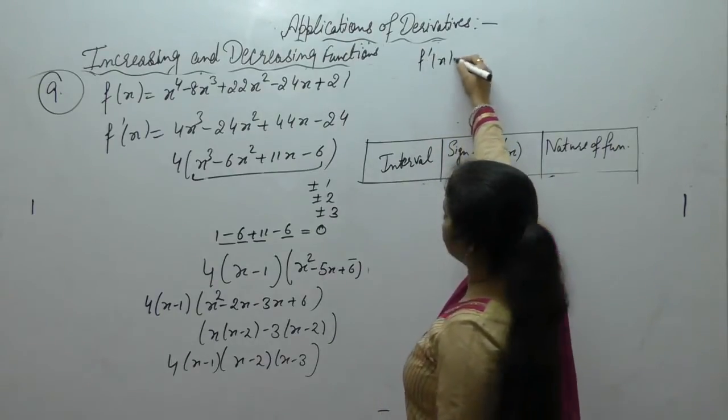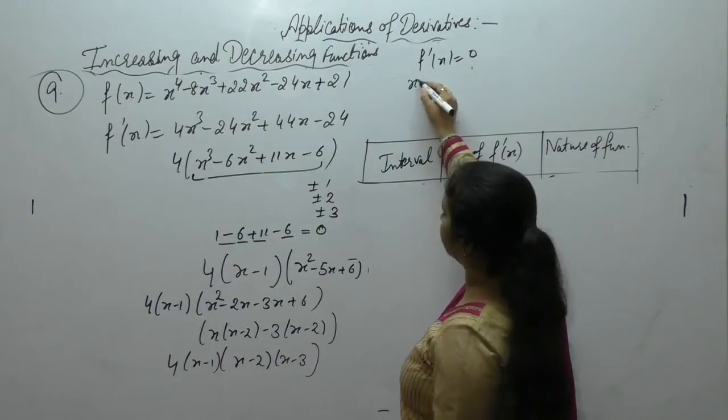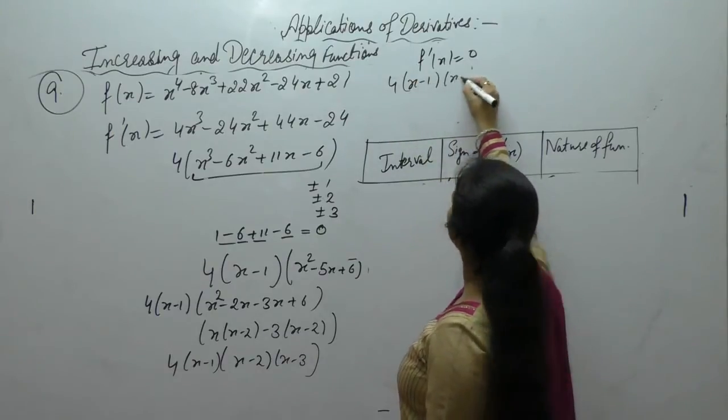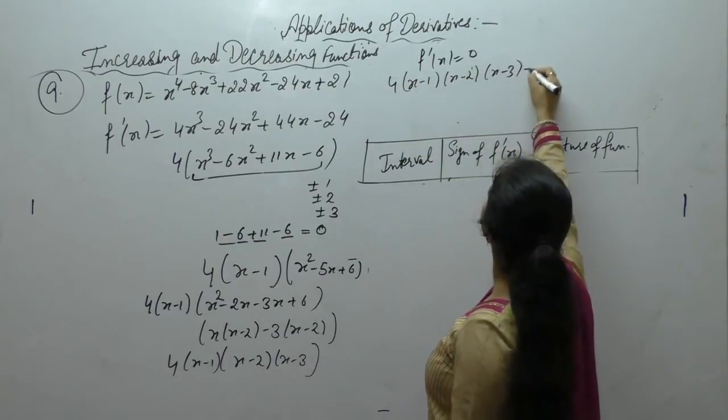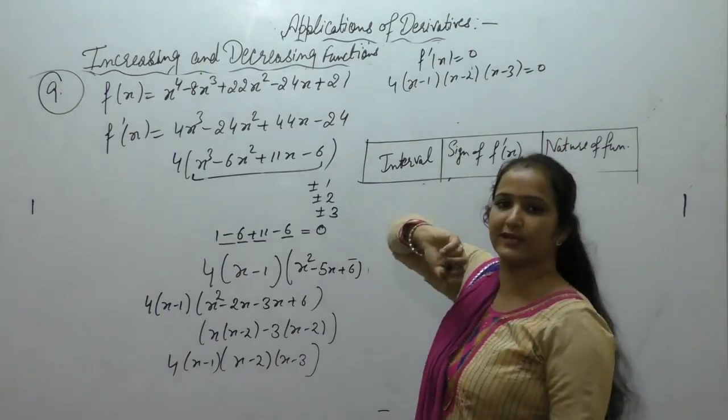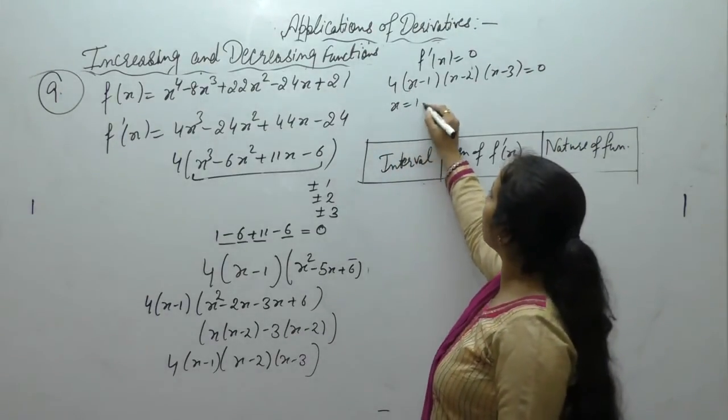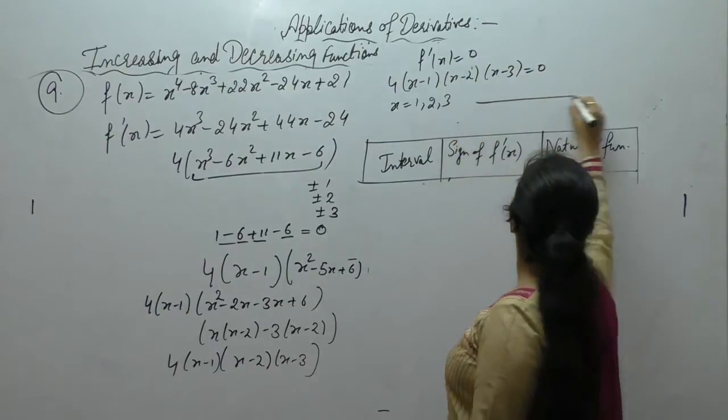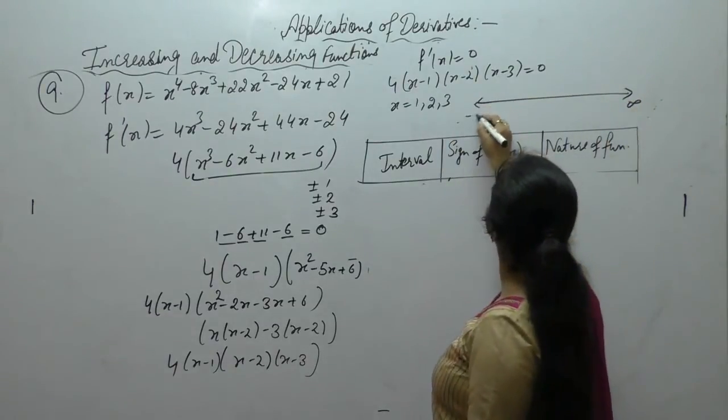f'(x) = 0. तो हमारे पास क्या आया? 4(x minus 1)(x minus 2)(x minus 3) = 0. Product of these terms is equal to 0. It means all these terms will be equal to 0. So we get x as 1, 2 and 3.